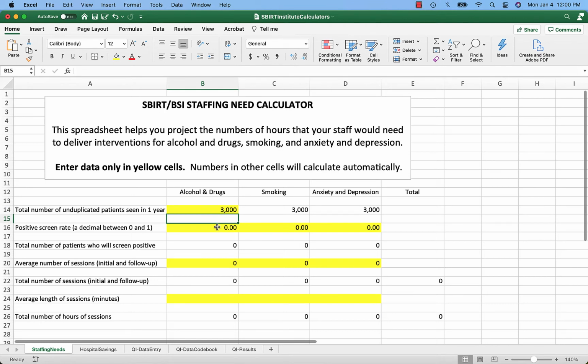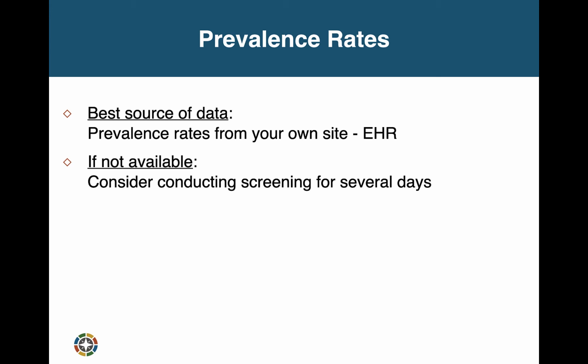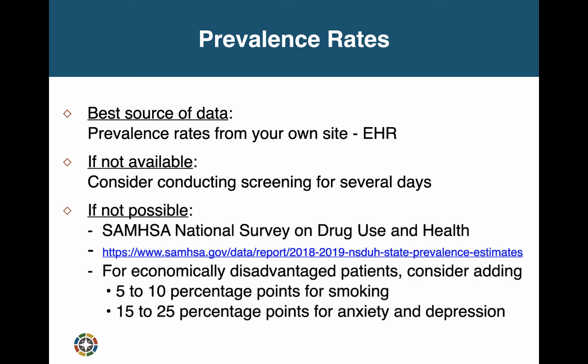For row 16, you'll need to know or estimate the prevalence of the conditions you'll be screening for. If you've already been conducting screening, you'll know what these prevalence rates are. If not, consider conducting screening for several days. Or if that's not possible, you might obtain estimates on the prevalence of unhealthy drinking, drug use, cigarette smoking, and depression from your state's results in the latest National Household Survey on Drug Use and Health, which you can find at the URL highlighted in blue.